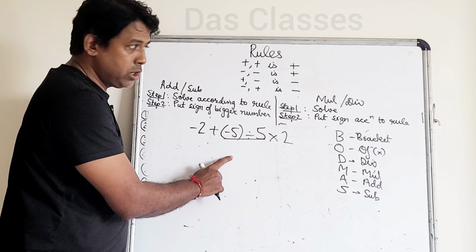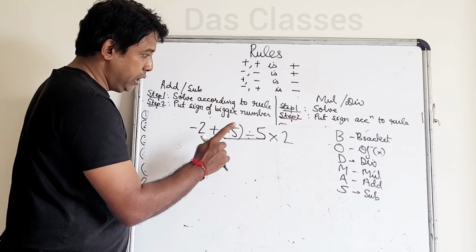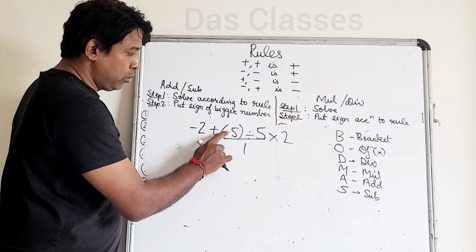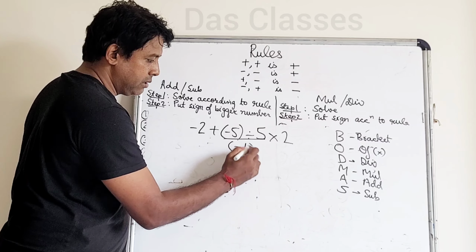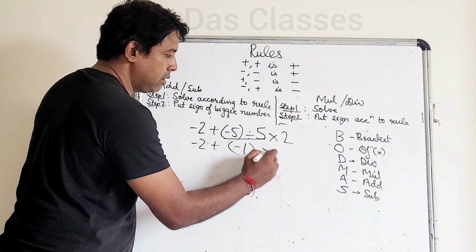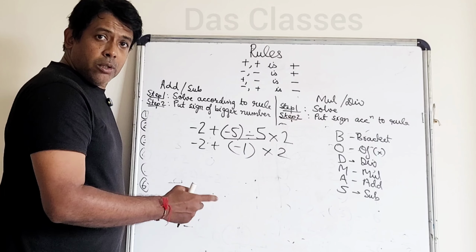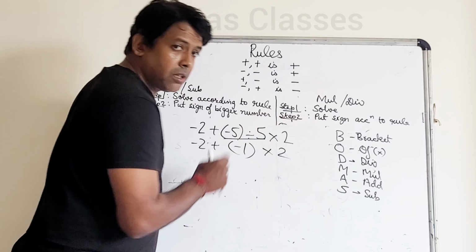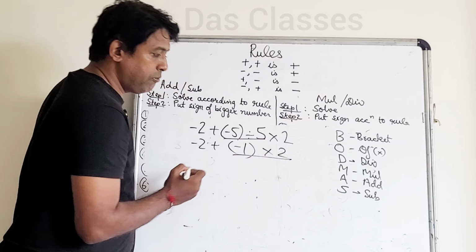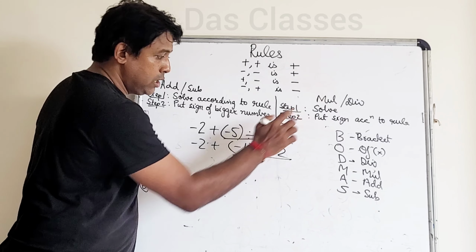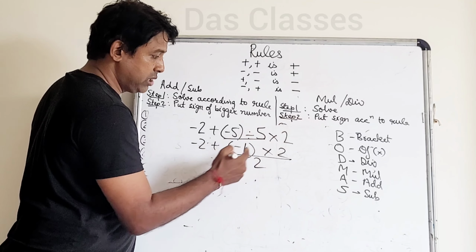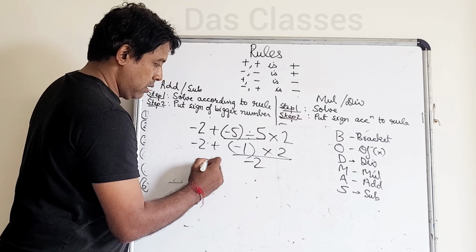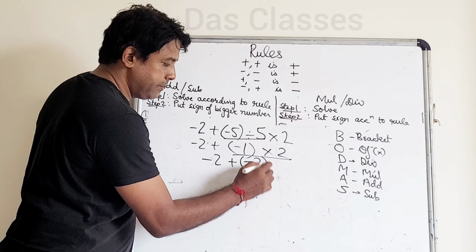While doing the division, we will follow the rule. First we need to solve. 5 divided by 5 is 1, and step 2, put sign according to the rule, that is minus plus is minus. And we'll write the rest of the things. Now again, we have in the operation plus and multiplication. As we can see, multiplication comes before addition, so we'll do this step first. So 2 1s are, again solve, 2 1s are 2, and put sign according to the rule, that is minus plus is minus. We'll write the rest of the thing.